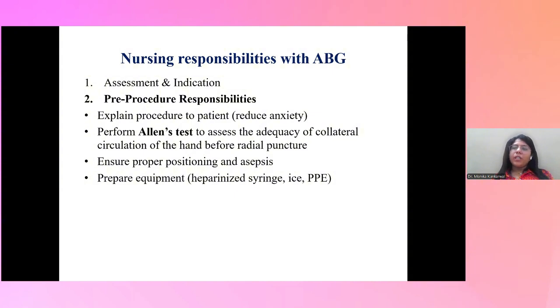So suppose we are performing radial artery ABG analysis, we have to perform the Allen test on the hand by compressing the ulnar artery and the radial artery, and see the adequacy of the collateral circulation before the radial puncture. After performing the Allen test, once you have seen that the patient has both collateral circulations patent, now you have to ensure proper positioning and asepsis, since it's an invasive procedure and we are going into the artery, so we have to follow the aseptic technique so that no patient gets an infection because of us.